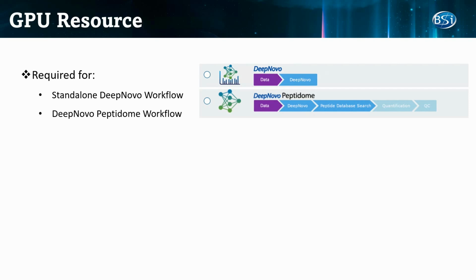The DeepNovo peptidome workflow can still be run without a GPU, but it will default to using the DeNovo algorithm instead. Running DeepNovo peptidome with a GPU enabled does not necessarily mean your analysis will run faster. Whether the analysis is faster or slower with the GPU depends on the nature of your samples.